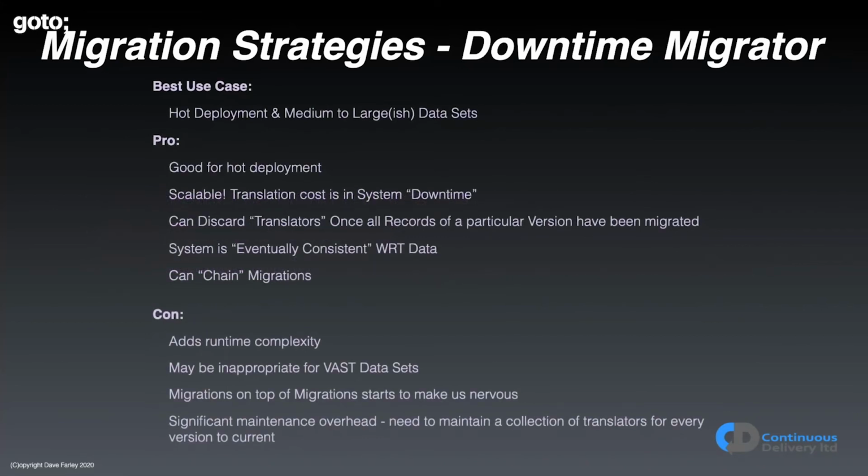So best use case, again, this works nicely with medium to large-ish data sets and hot deployment where you want to be doing live deployments. It's very good for hot deployment. It's scalable. It reduces system downtime. You can discard translators once there are no more records for that particular translator to translate. Once all of those versions have been migrated, the system is eventually consistent again with respect to data, and again you can chain migrations to limit the maintenance overhead.